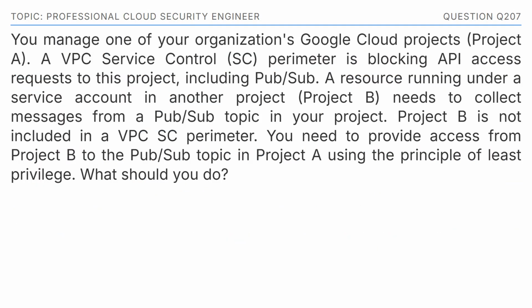You manage one of your organization's Google Cloud projects, Project A. A VPC Service Controls (SC) perimeter is blocking API access requests to this project, including Pub/Sub. A resource running under a service account in another project, Project B, needs to collect messages from a Pub/Sub topic in your project. Project B is not included in a VPC SC perimeter. You need to provide access from Project B to the Pub/Sub topic in Project A using the principle of least privilege. What should you do?